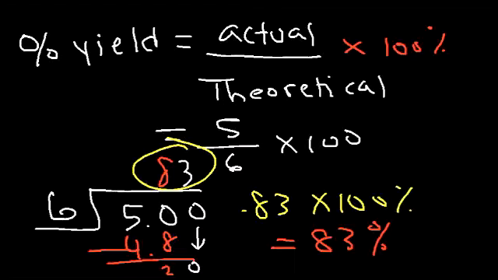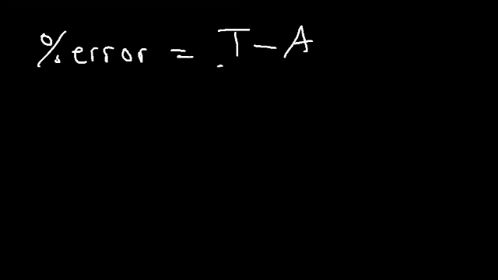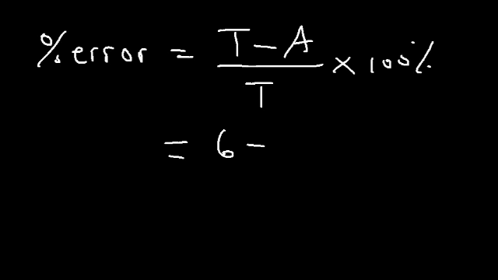Now, what do you think the percent error is? Percent error is equal to the theoretical value minus the actual value divided by the theoretical times 100%. Sometimes it could be described as the theoretical minus the experimental divided by the theoretical. So the theoretical is 6, the actual is 5, and the theoretical on the bottom is 6 as well. So 6 minus 5 is 1, so this is 1/6.